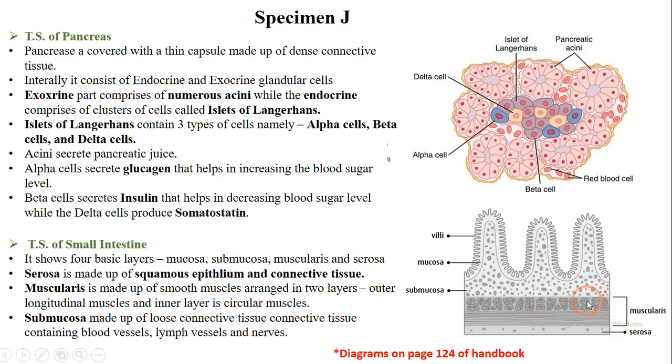Then is the submucosa layer, which is made up of loose connective tissues, and this connective tissue contains blood vessels, lymph vessels and nerves. And the last one is the mucosa layer, which consists of these villi. So for the diagrams you have to refer to page number 124 of your handbook, and the content you can refer to this particular slide.